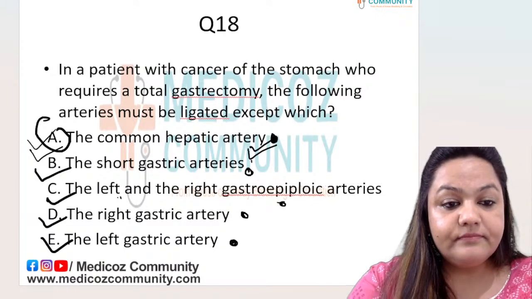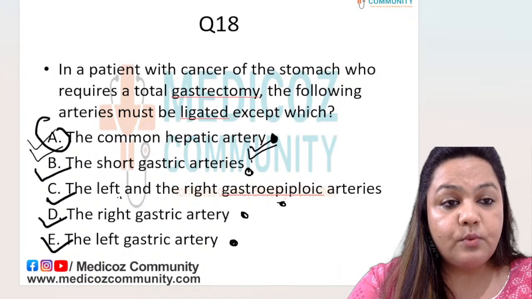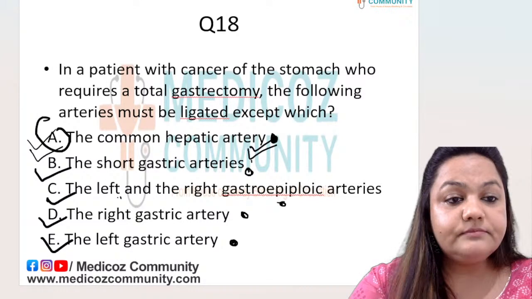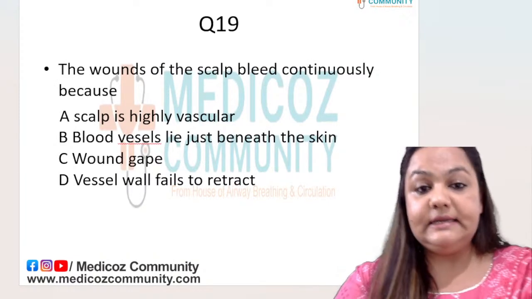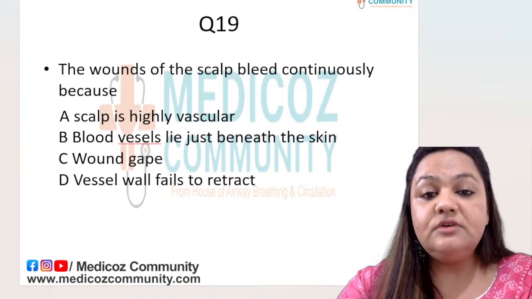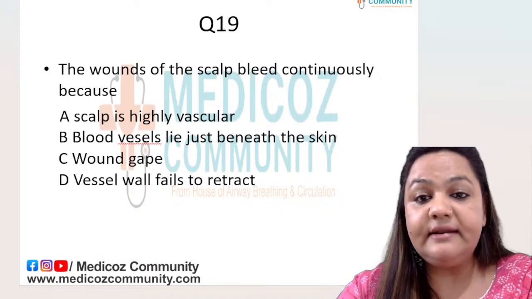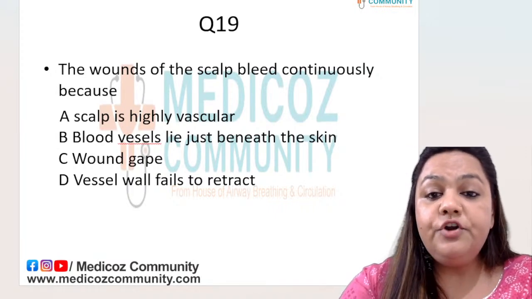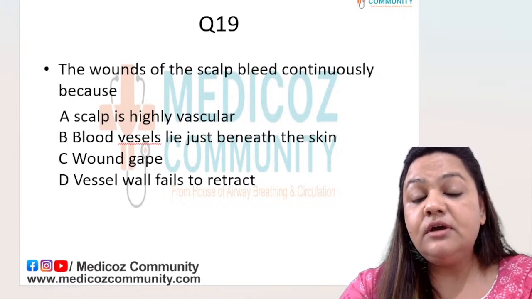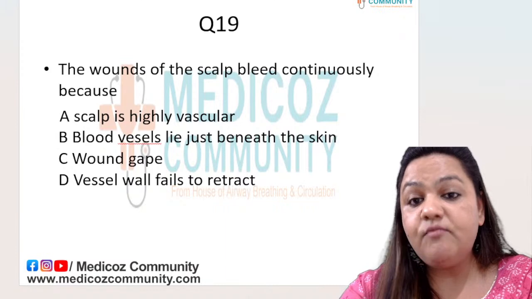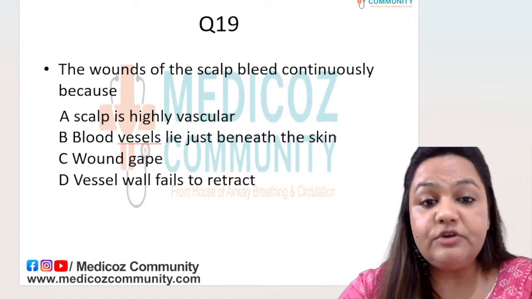Okay, so this was question number 18. Now we will discuss the next question, question number 19. This question is related to the head and neck portion: a wound of the scalp bleeds continuously. If there is any wound in the scalp, why does the bleeding occur continuously?